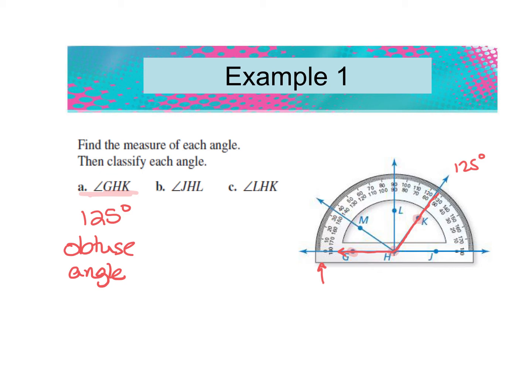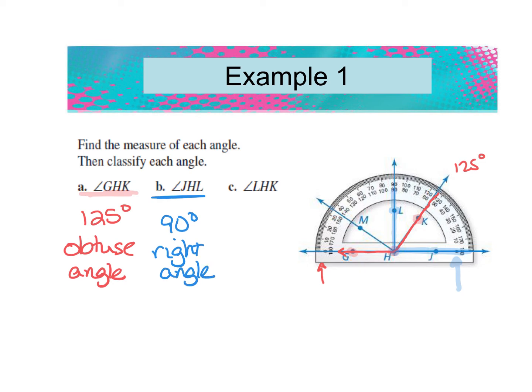Then for the next one, I'll go ahead and go over that one in blue. So I'm going to start at J, and then I'm going to go to H, and then to L. So it points to the right. So this time I'm going to use the inside numbers, because again, I want to start at 0 as my count up for measurement. And then it's pointing to the 90. Now here, once you look at that, the 90 is both for the inside and the outside. So this is a 90-degree angle, making it a right angle.